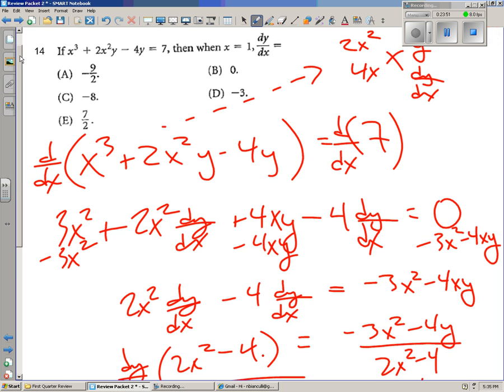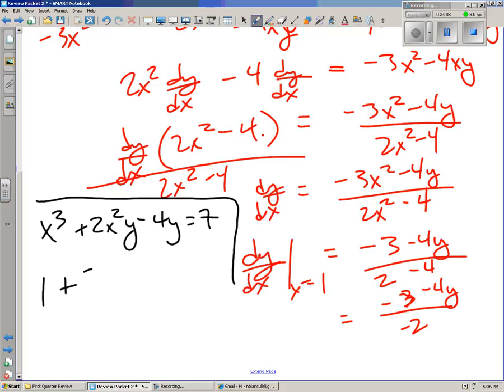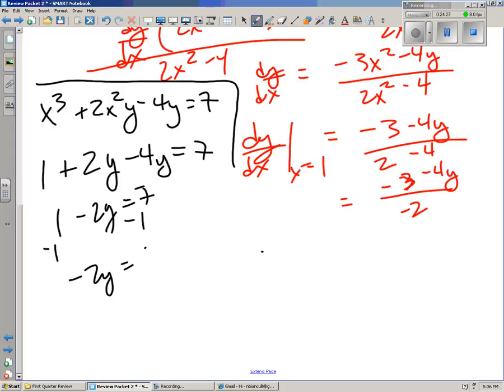Sorry, I forgot what that was. x cubed plus 2x squared y, and minus 4y is 7. We need to find out when x is 1 what y is. So when x is 1, we get 1 cubed, which is 1, plus 2 times 1 times y, which is 2y, minus 4y equals 7. So we end up with 1 minus 2y is equal to 7. Subtract 1, and we end up with negative 2y being 6, divided by negative 2, and y is negative 3.